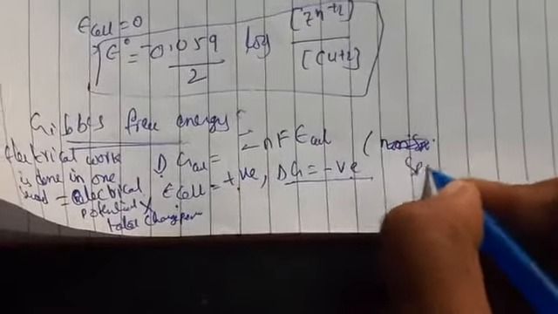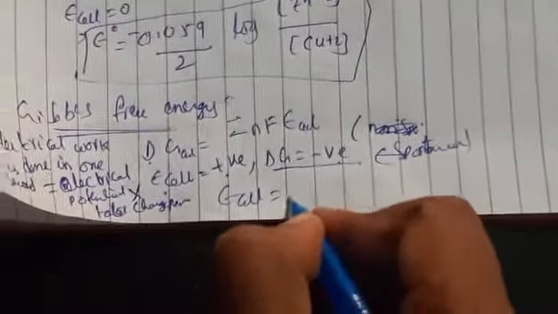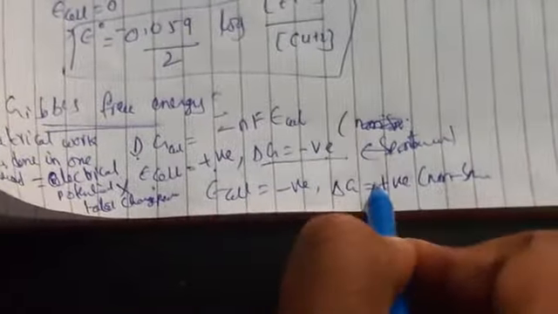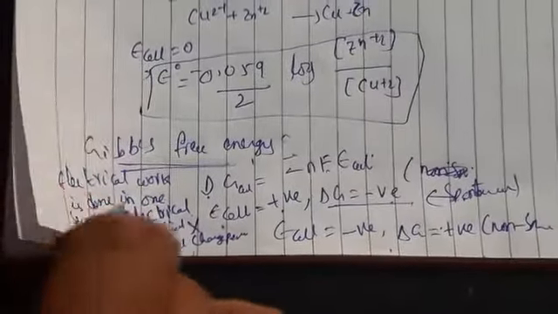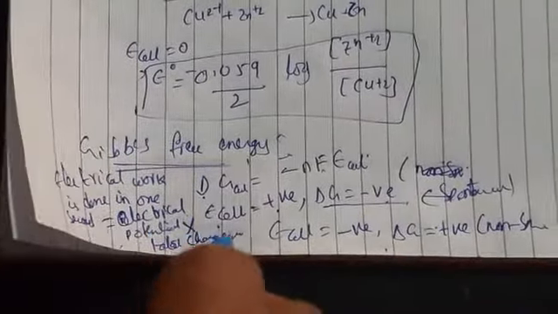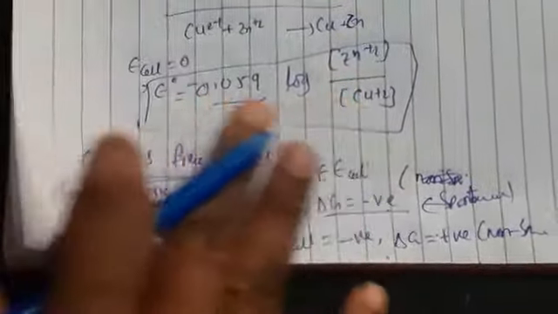This is spontaneous. If E cell is giving a negative value, and delta G is giving a positive value, this is non-spontaneous. This is the relation between the Gibbs free energy and cell potential. If electrical work is done in 1 second, it equals electrical potential into total charge passed. To get the maximum work done, the charge passes reversibly. In a galvanic cell there will be a decrease in Gibbs free energy.